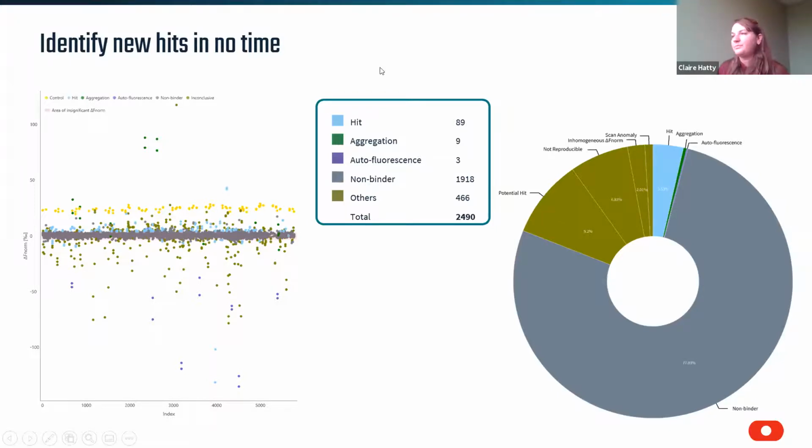But just to say that it will perform the screen and then it will automatically categorize all of those fragments or compounds or whatever it is that you've tested. So in this case, we got 89 hits, which we then took on to do an additional affinity screen. With any of those that were hits, we tested them with a full dose response to see whether we could actually measure a KD for them. And that screen took an additional 1.5 hours to do the full binding curves for each of the 89 hits.